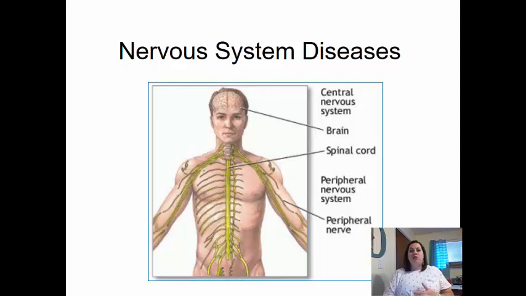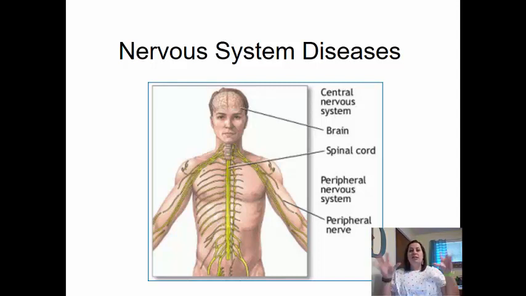Right, now we're going to look at chapter 22, the nervous system diseases. One thing we want to look at before we start talking about the diseases is some terminology, but we also want to look at how the nervous system is divided into different areas. If you'll notice here, we have the central nervous system. The central nervous system is centrally located, and this is going to include your brain and your spinal cord in the center part of your body.